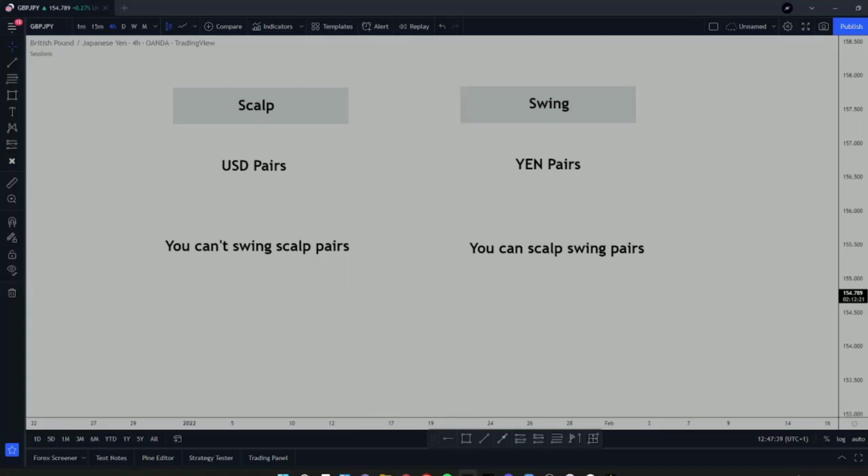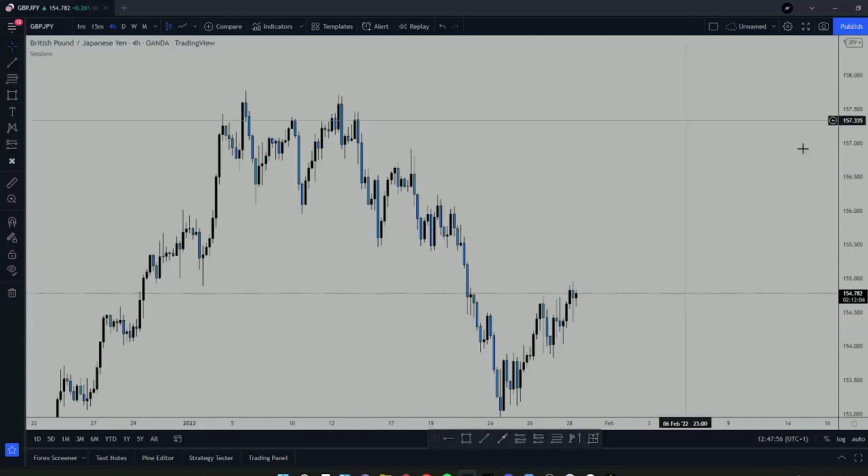There are scalp setups, obviously. And there are obviously more examples. We have the NZD pairs, and we have these pairs and those and all that stuff. But I want to talk about these main ones. So let us get to the chart.